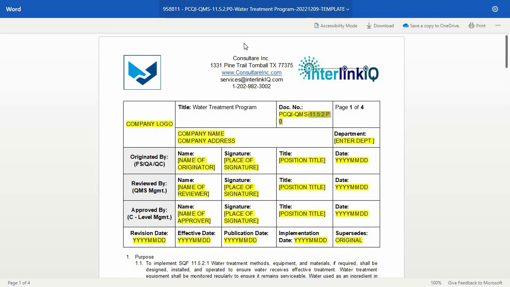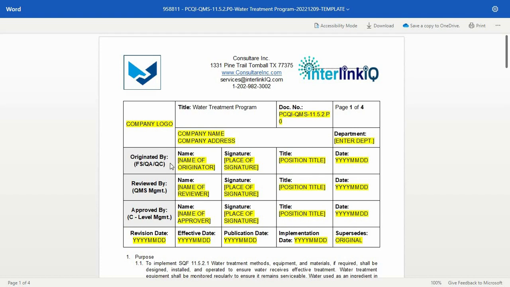Since this is a template, we indicate the PCQI as the account initials. However, we can customize the code based on the company's initials. For the page number, we use the page X of Y format, ensure that it reflects the current page position and the total page number of the document. Then insert the company logo here, together with the company name, the company address, and enter the designated department.